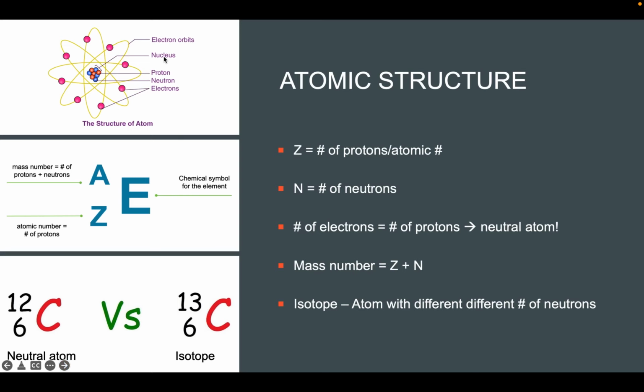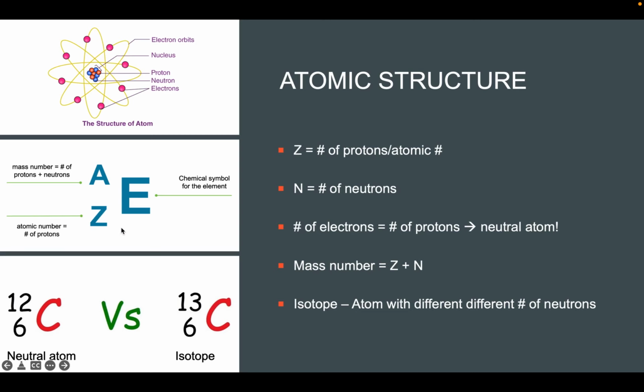Going over the atomic structure, like I said previously, we have our protons and our neutrons, and this is how they look in a nucleus. So this whole thing right here is a nucleus. Protons have a positive charge, neutrons have a neutral charge, whereas electrons have a negative charge, and they're circling around the nucleus of the atom.